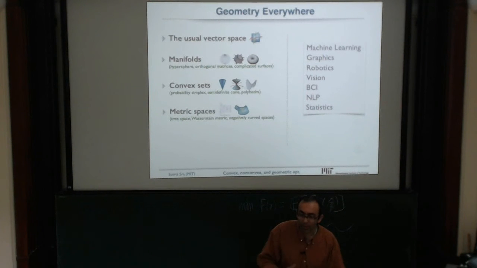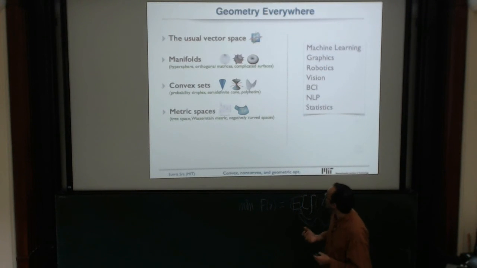So one of the cool metric spaces is the space of phylogenetic trees, or space of trees. It's a discrete combinatorial set, but this forms a metric space called the tree space, which is a space of non-positive curvature. So you can actually do convex optimization on that space. It's a pretty cool space to know about.